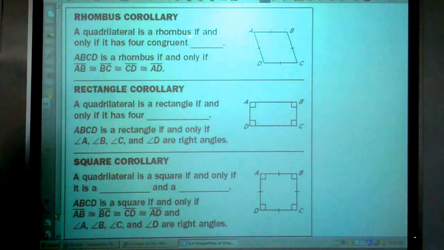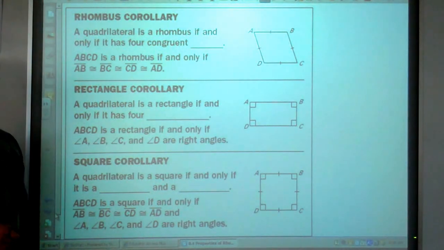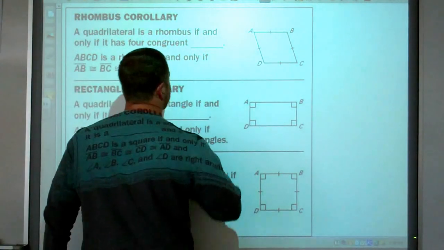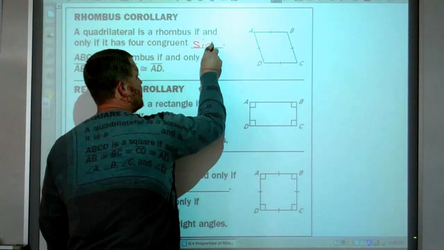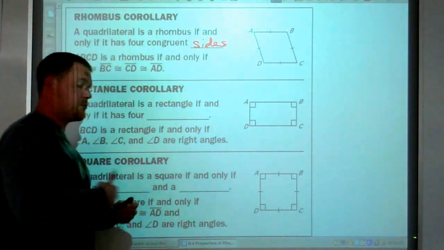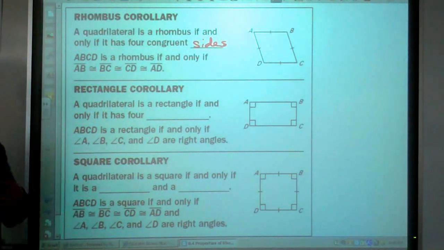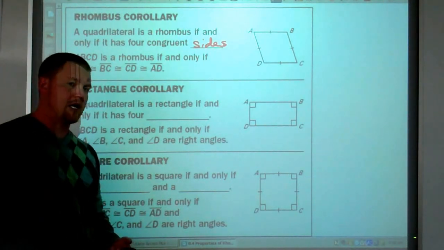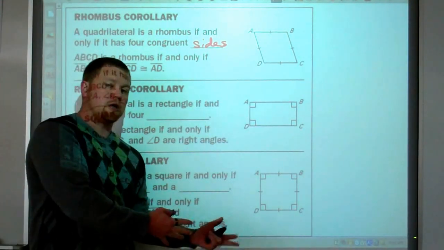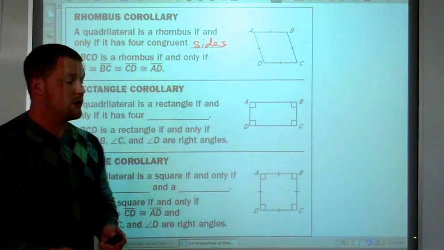A quadrilateral is a rhombus if and only if it has four congruent sides. And if you remember, if and only if is a biconditional statement. It works both directions. So if you know you have a rhombus, you know the figure has four congruent sides. If you know you have a figure that has four congruent sides, you know you have a rhombus.